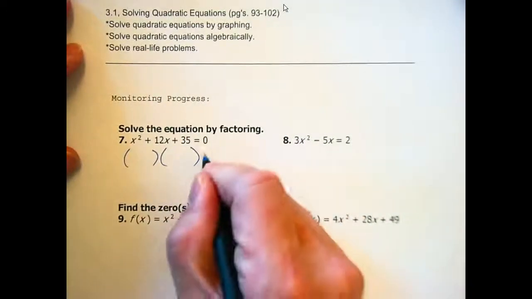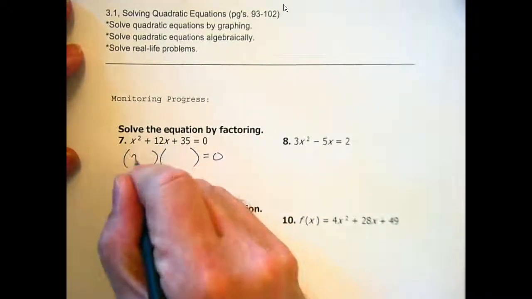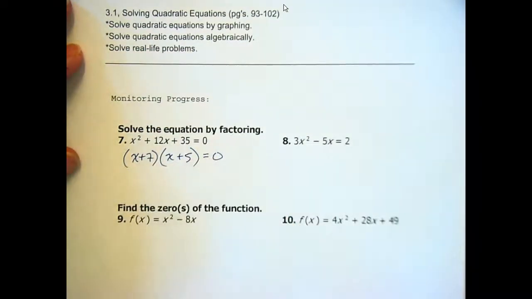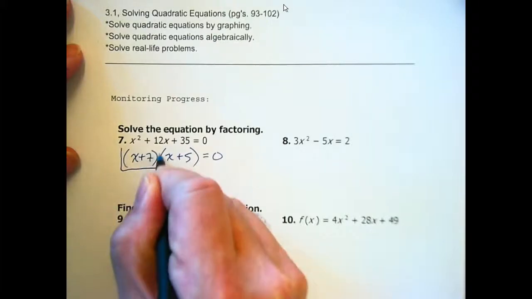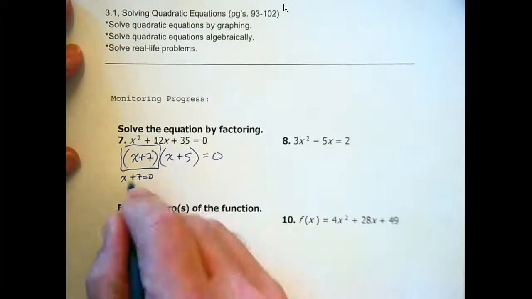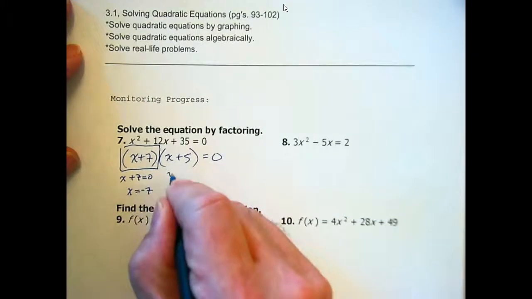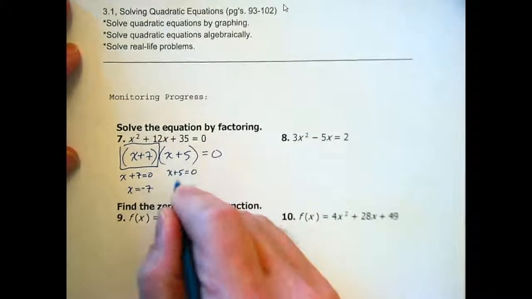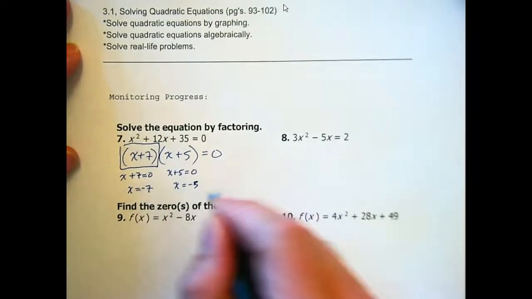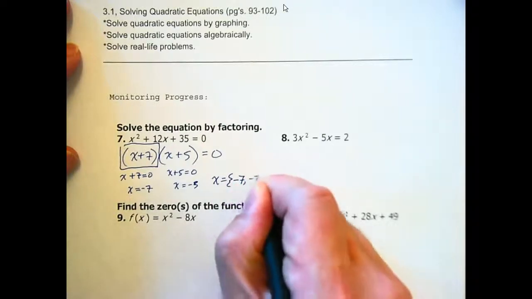Okay, remember, two things that multiply to make 35 and add to 12 are 7 and 5. And then the zero product property says that if I set this part equal to 0, what makes that 0? X has to be negative 7. Set this part equal to 0, what makes that 0? Negative 5. So our solution, x equals negative 7, negative 5.